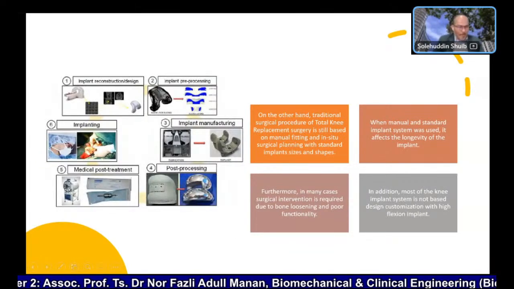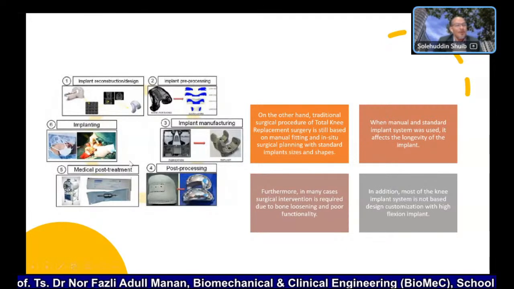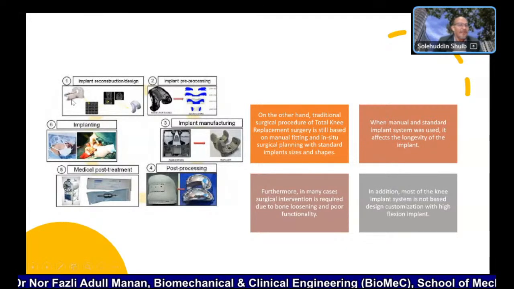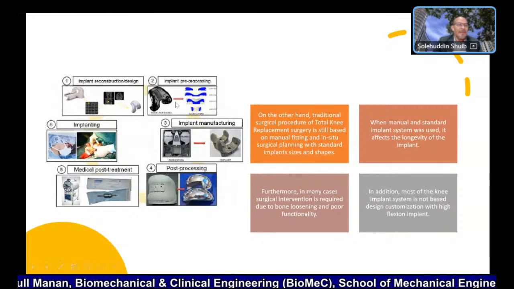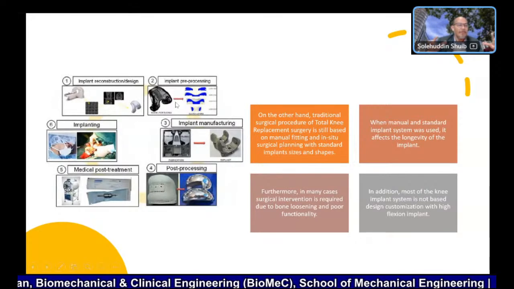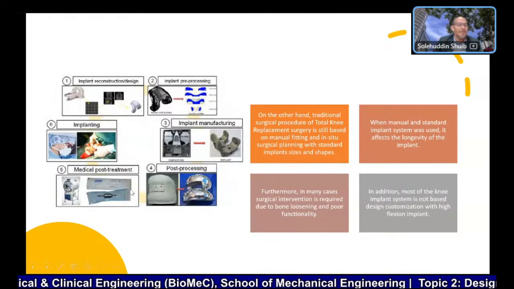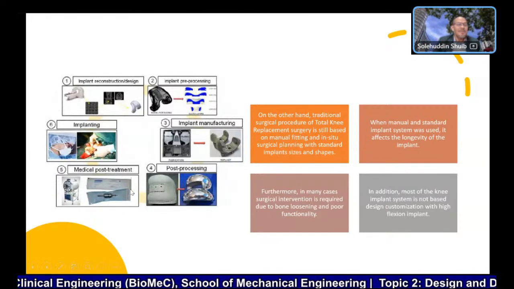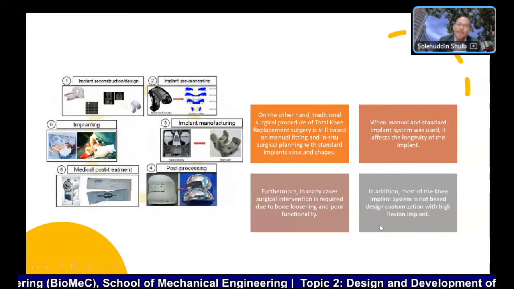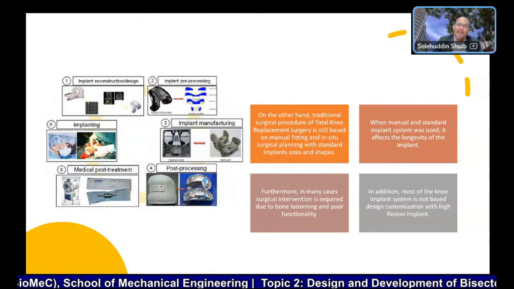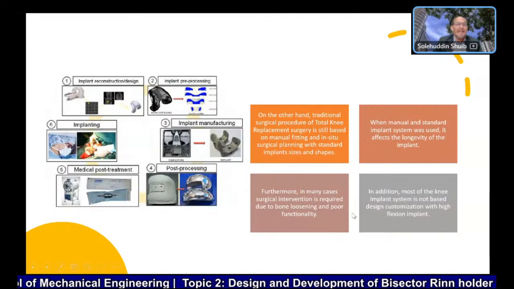When you look at this figure, we start with implant reconstruction, which is the implant design. Then from there, we have pre-processing, and then manufacturing. After that we have post-processing and medical post-treatment. This is the cycle that we're going to do again and again, for hip implant, knee implant, ankle implant, or any other implant. But what happens over here, these are the issues.